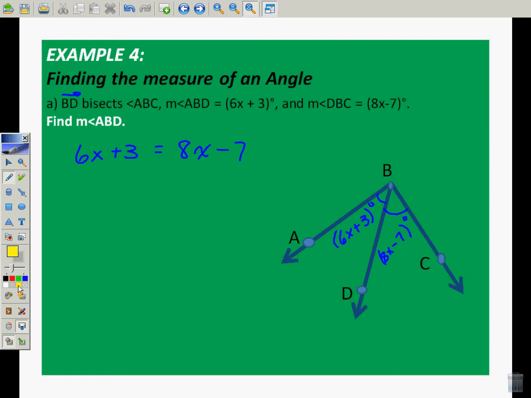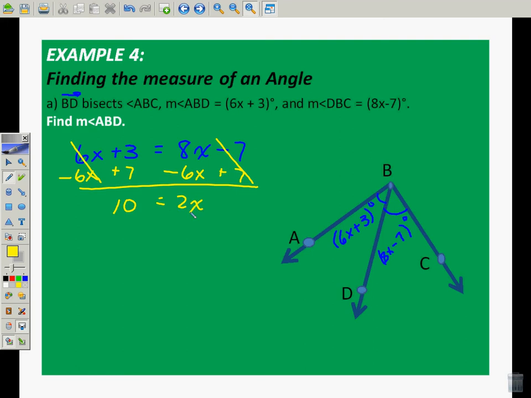Here we go. I like to add negative numbers instead of subtracting more negatives. So I'm going to subtract 6x from both sides. And that's going to go away. This is going to go away. So what have I got? 10 is equal to 2x.